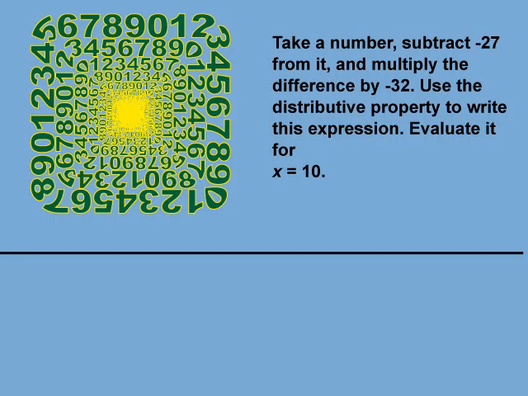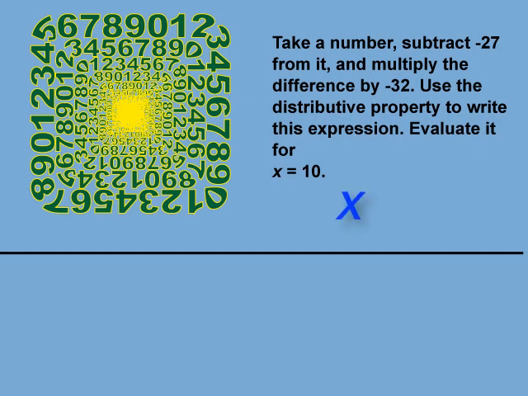Take a number, subtract -27 from it, and multiply the sum by -32. Use the distributive property to write this expression. Evaluate it for x equals 10. This is another example of converting words into an algebraic expression. Let's start with this part. Take a number, subtract -27 from it. Since we don't know which number, we designate it as x.